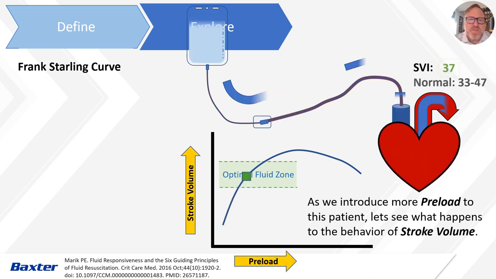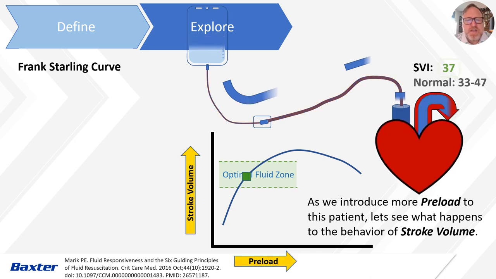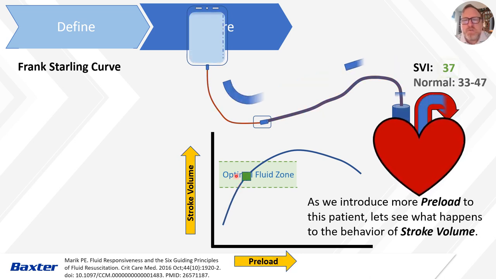The stroke volume actually goes up the scale here, and we get the patient to normal ranges. Notice that my SVI on top actually came up to 37, which is normal. And one thing we need to learn about the Frank-Starling curve is, as I give more preload, what is the behavior of the stroke volume? As we could see, this patient actually rose to normal ranges.